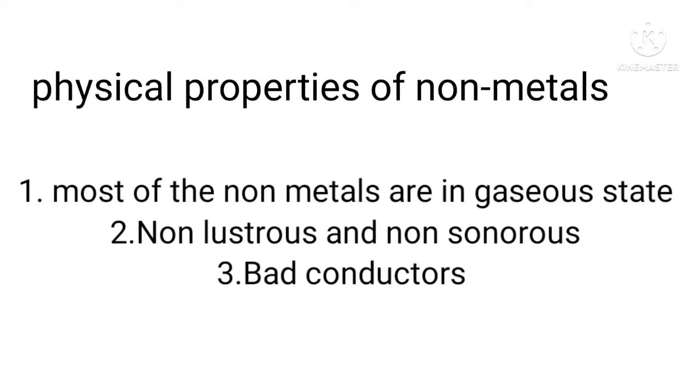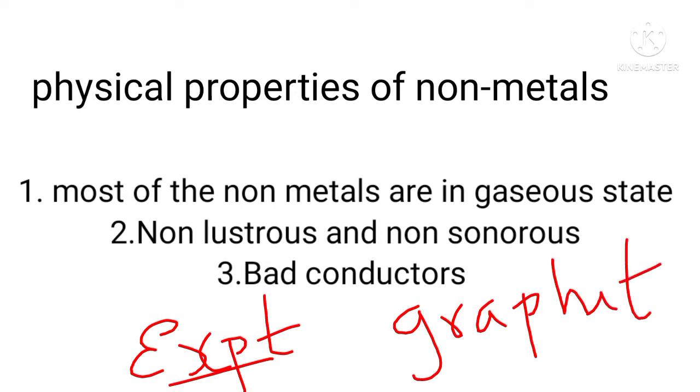Next property, lustrous. Non-metals are non-lustrous in nature and they do not produce sonorous sound. Metals are sonorous and lustrous, while non-metals are non-lustrous and non-sonorous. Third property, conductivity. Non-metals are bad conductors of heat and electricity except graphite. Graphite is a non-metal but it is a good conductor, whereas other non-metals are bad conductors of heat and electricity.